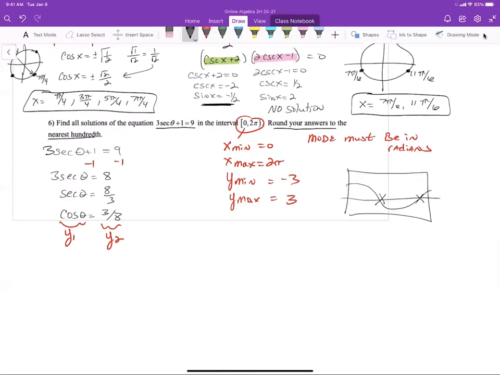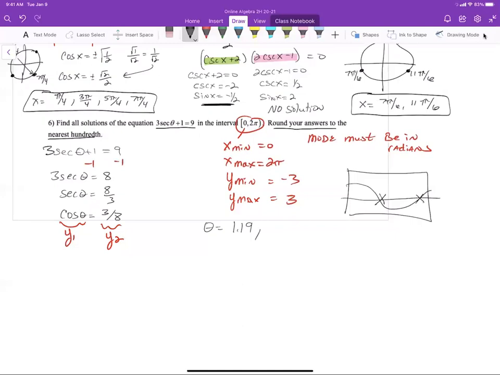So I'm going to hit second function and the trace button, which gets me to the calculate menu. And number 5 is intersect. I'm now on my first curve, which is blue. I'm now on my second curve. And for the sake of quickness, I'm going to type in approximately 1.2. And sure enough, it found my first intersection, which is theta. And that was 1.19. They said to the nearest hundredth, so this would be 1.19.